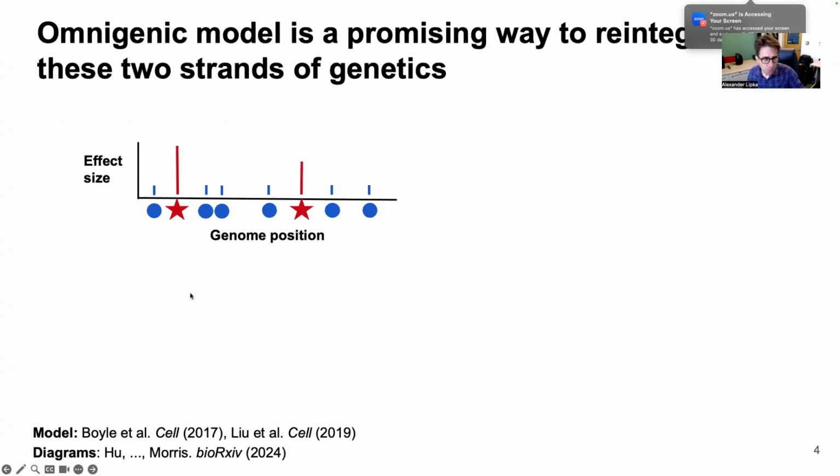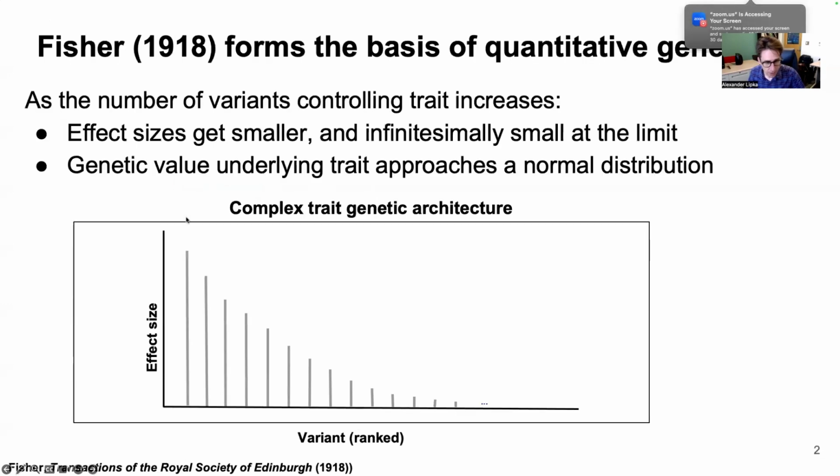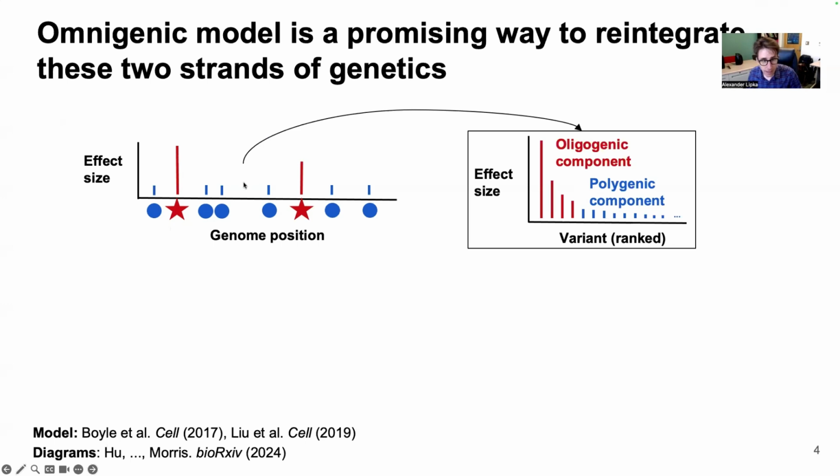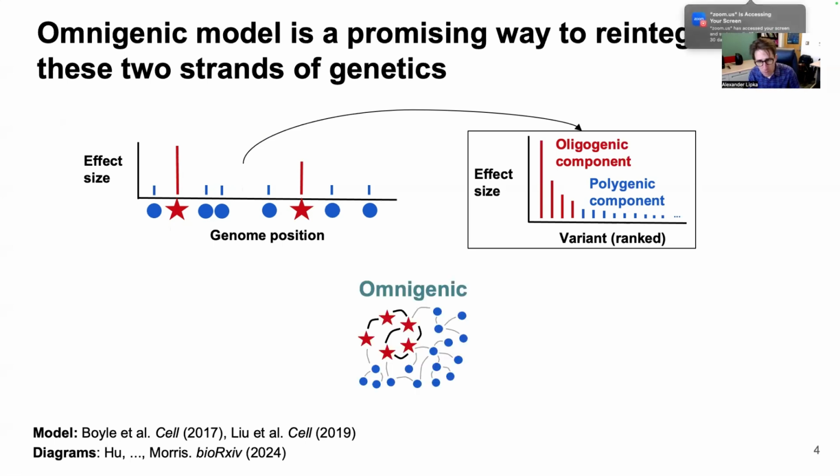So here's a similar graph to the thing that we looked at on the previous page. X-axis is genomic position, y-axis is effect size. And if we say the ones with larger effect sizes are in red, and we have the smaller effect sizes in blue, then we can say we have an oligogenic component and a polygenic component. So, the omnigenic model combines this with functional biology.